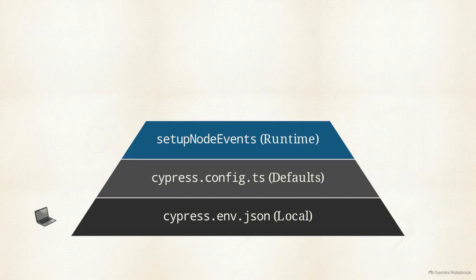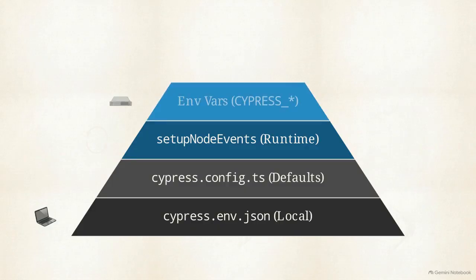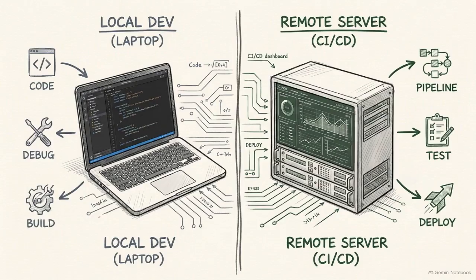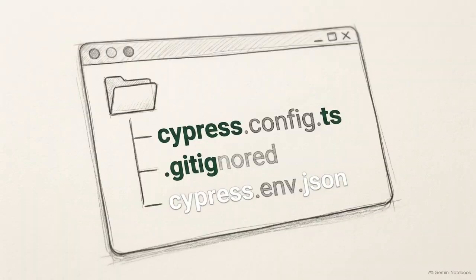Next is the setup node events function. This executes in Node, allowing you to dynamically merge runtime configurations before the browser even opens. The 4th tier belongs to environment variables injected directly by your CI provider, identified by the cypress prefix. Finally, CLI flags sit at the peak, providing immediate absolute overrides to all lower levels. Adhering strictly to this hierarchy guarantees that CI execution environments remain entirely isolated from local developer machines, without requiring redundant core config files.